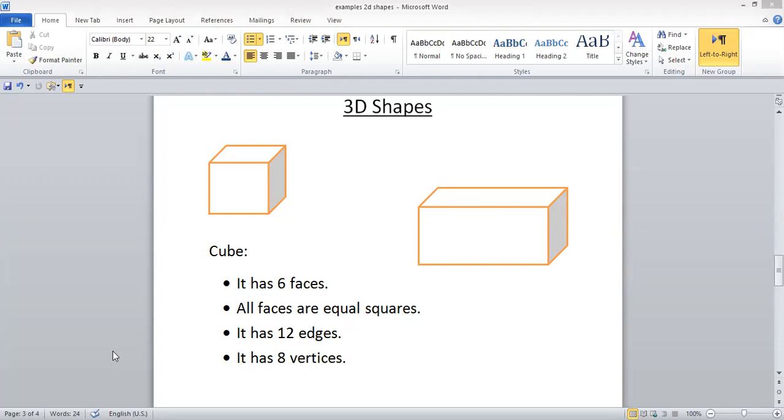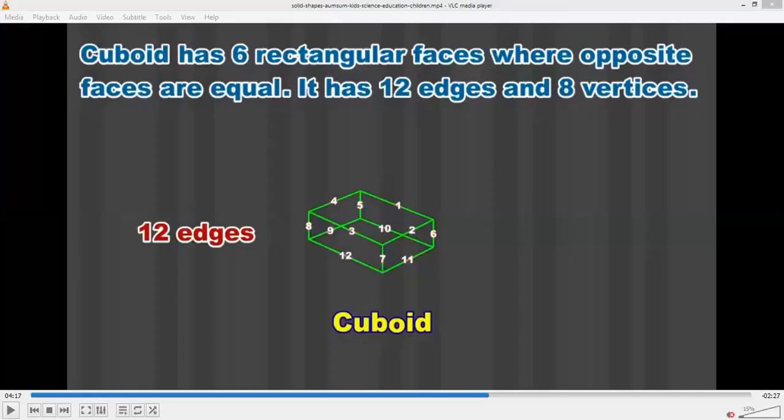A cuboid has also 12 edges. There are 12 edges in a cuboid. I'll show you how. Let me share another screen. Look here, guys. There are 12 edges. 1, 2, 3, 4, 5, 6, 7, 8, 9, 10, 11, and 12. So there are 12 edges, and how many vertices are there in a cuboid?